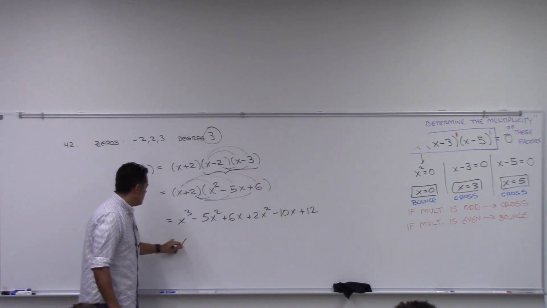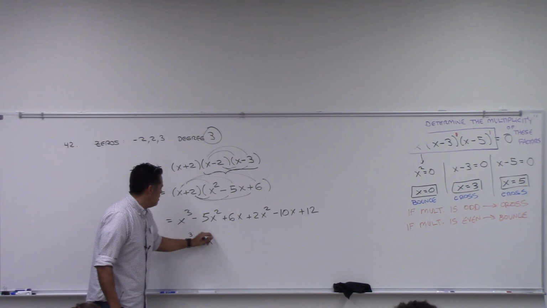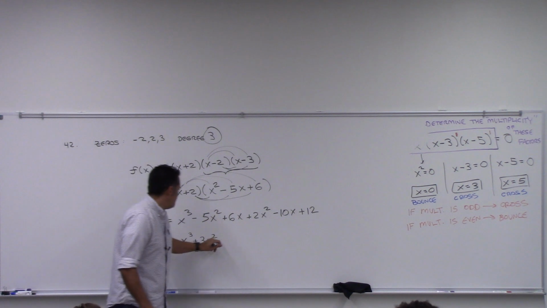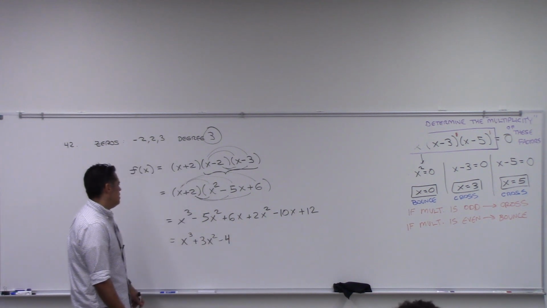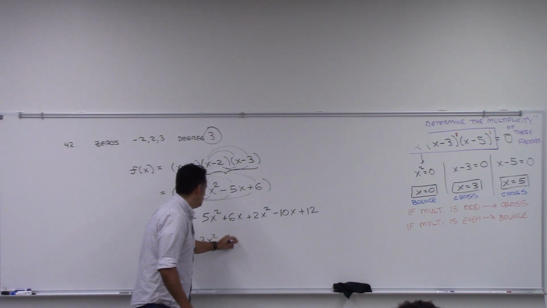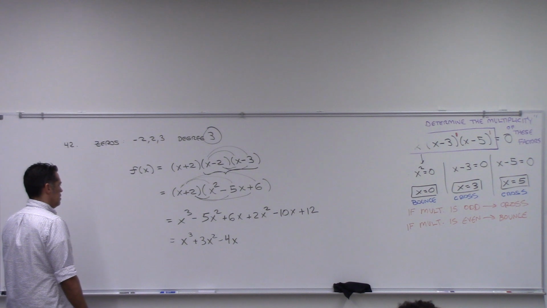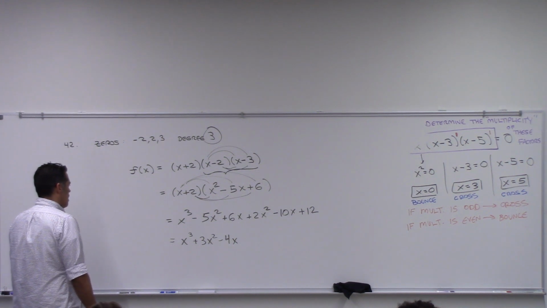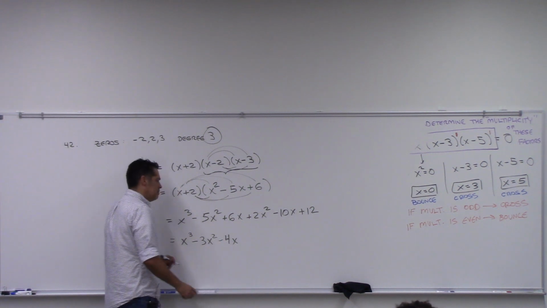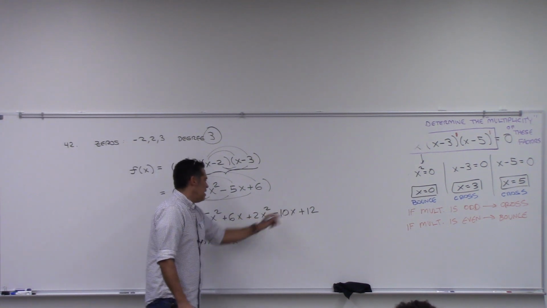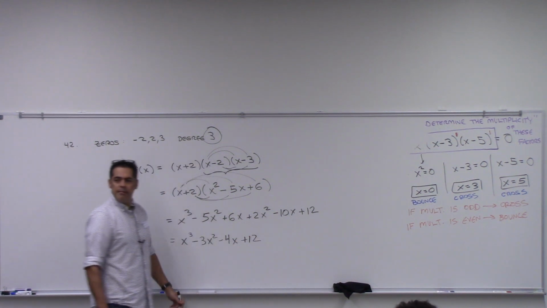And let's collect like terms. I have x cubed plus 3x squared minus 4x minus what? Minus negative 5x squared plus 2x. Oh, okay, thank you. I thought y'all were talking about this. I was like, no, okay. 6x, take away 10x, minus 4x, and then plus 12. Okay?